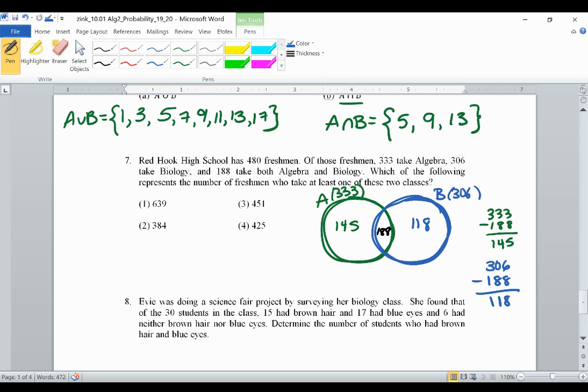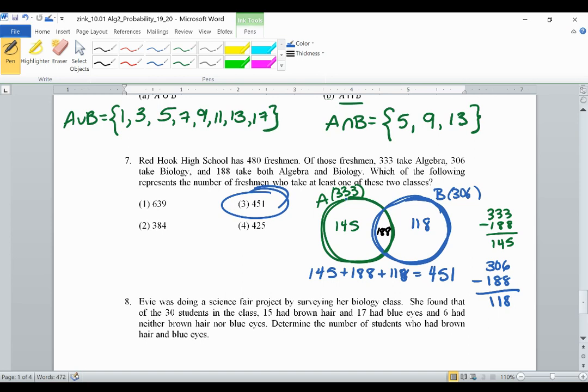And we want to know how many are taking at least one of these two classes. So we want to take 145 is just algebra, 188 are taking both, and 118 are taking just bio. We add those together, gives us 451 students. So something to think about, would it have worked if I just added 333 plus 306? Does that give me the same answer? And the answer is no, because you have those 188 students that are overlapped.